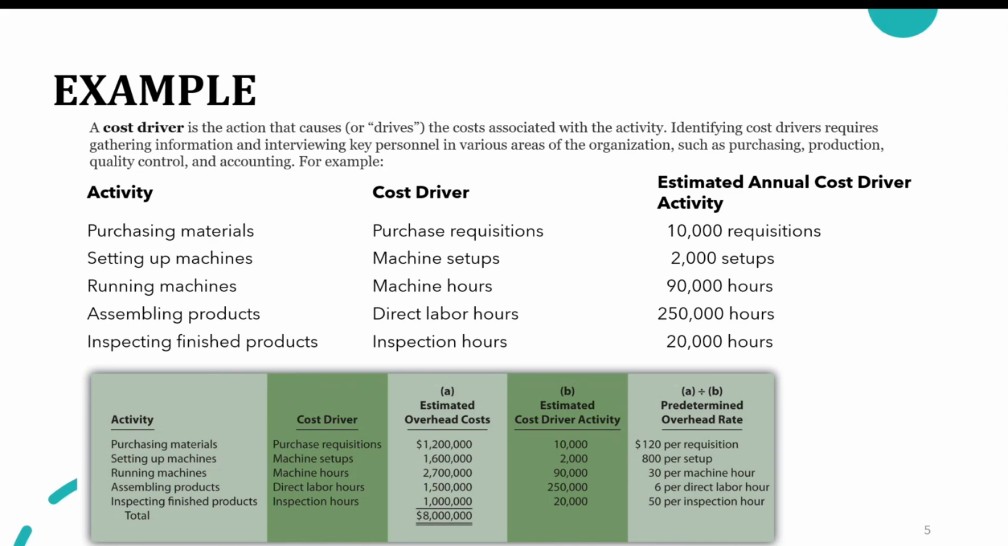Another example would be running machines. Running machines in different centers might not be the same. So running machines can indicate the levels of activities, so machine hours would be the cost driver. Here are just some examples we will explain in the exercises.